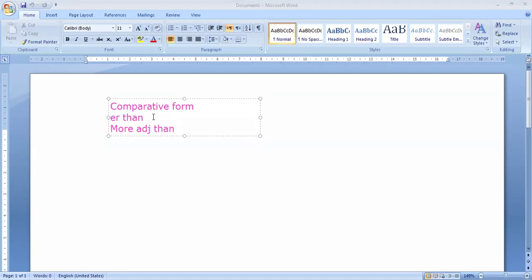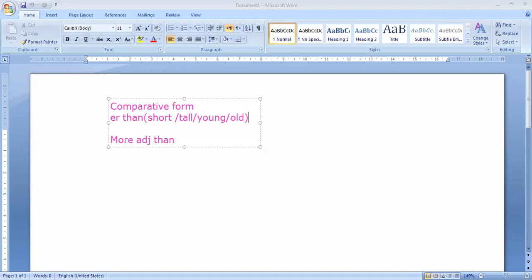So when we use this, we use it with short adjectives, or adjectives with one syllable, like what? Like short, like tall. These are called adjectives with one syllable, okay? Like young, for example, like old.